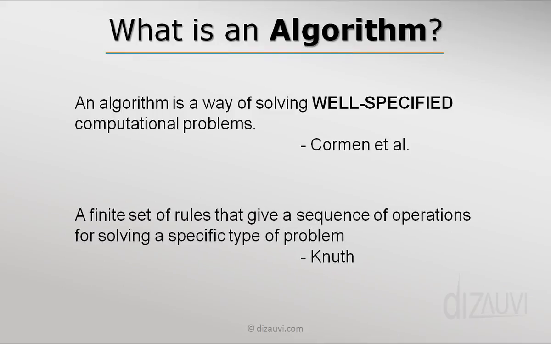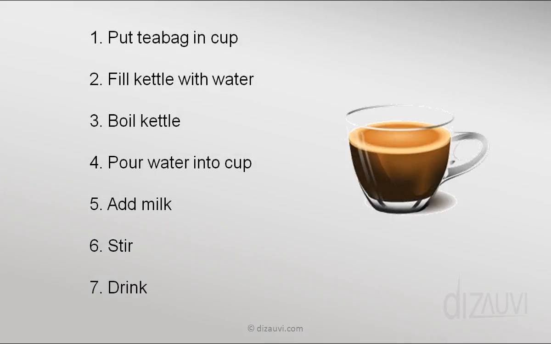Similarly, Donald Knuth has described an algorithm to be a finite set of rules that give a sequence of operations for solving a specific type of problem. For example, the recipe to make tea can be considered as an algorithm. You can follow these exact sequence of operations, and once you are done, you can have a cup of tea ready.